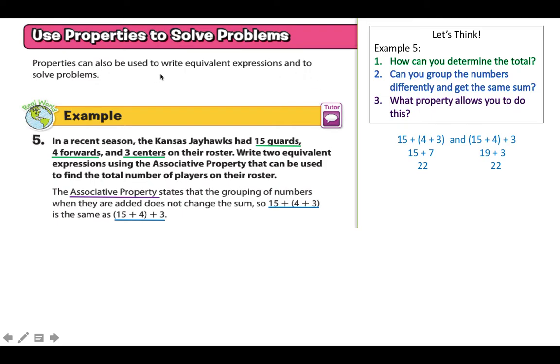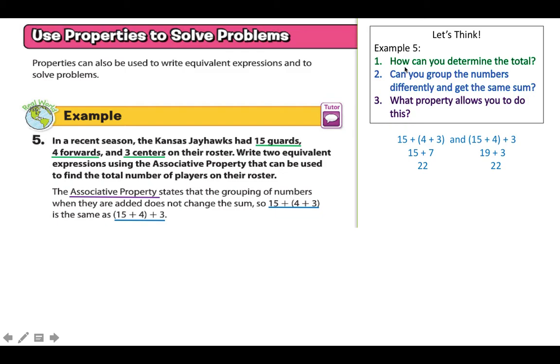Properties can also be used to write equivalent expressions and to solve problems. Let's think about how we can use properties to help us solve example number 5. It says, in a recent season, the Kansas Jayhawks have 15 guards, 4 forwards, and 3 centers on their roster. Write two equivalent expressions using the associative property that can be used to find the total number of players on the roster. Now, they're telling us what property to use, the associative property. That's the one that has to do with grouping. So when we use the associative property, we should be using parentheses.